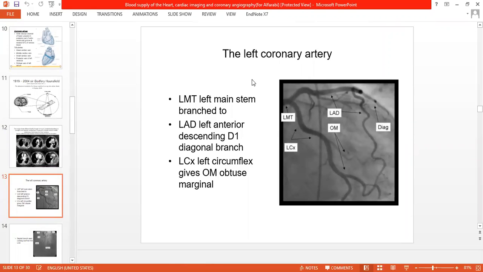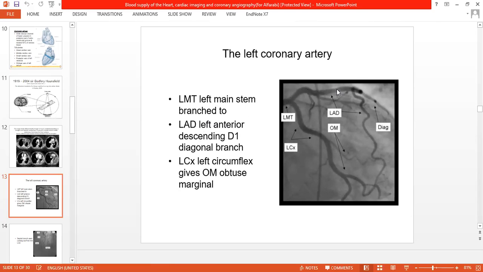Okay. Now coming to the angiography. In an angiogram, we pass the dye into the coronary arteries and see if there is any block. So this is the picture showing the dye passing through the coronary arteries. Here you can see this is the left main stem. LMT means left main stem. That is the short left coronary artery. As soon as it starts, it will give two important branches. One is the left anterior descending. So this is the left anterior descending.